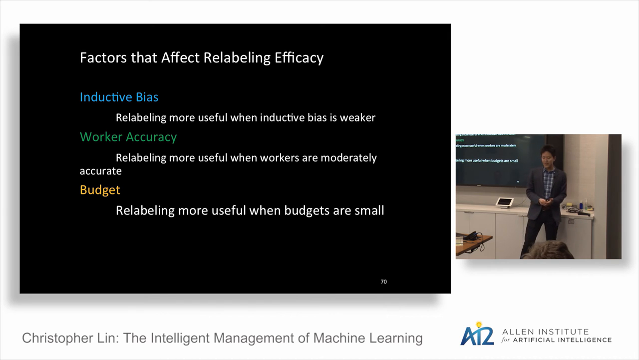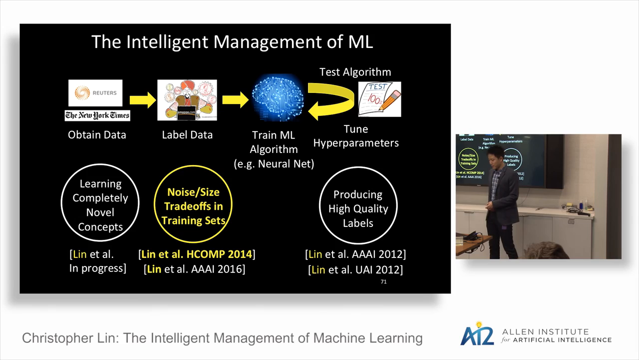I just went over the three factors that we were looking at that affect relabeling efficacy. We found that relabeling is more useful when inductive bias is weaker. We found that relabeling is more useful when workers are moderately accurate. And we found that relabeling is more useful when budgets are small. All right, so that was my H-comp work, where we looked at the different properties that affect the noise and size trade-offs in training sets.